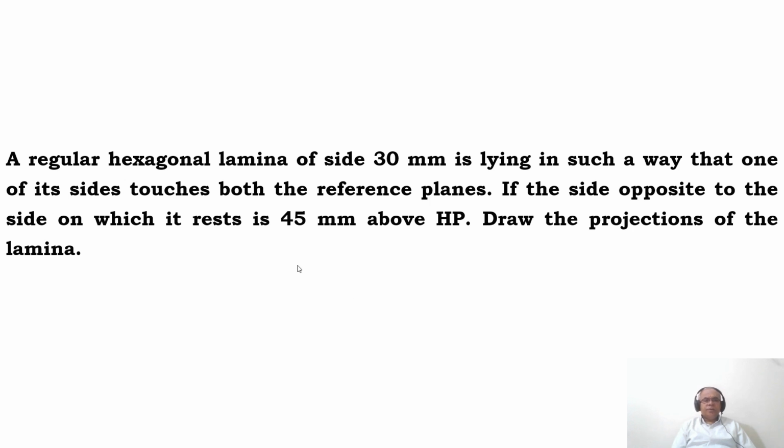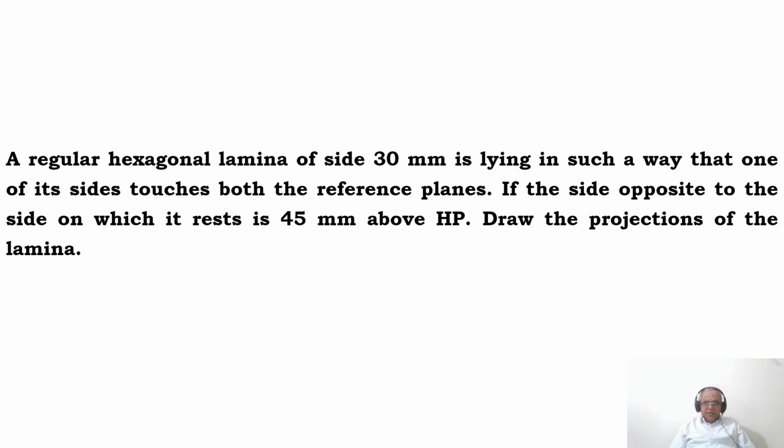Now, in this video, we are going to take up one more problem on projections of laminas. The problem reads: a regular hexagonal lamina of side 30 mm is lying in such a way that one of its sides touches both the reference planes. If the side opposite to the side on which it rests is 45 mm above HP, draw the projections of the lamina. So here, he has given that one of the sides touches both the reference planes.